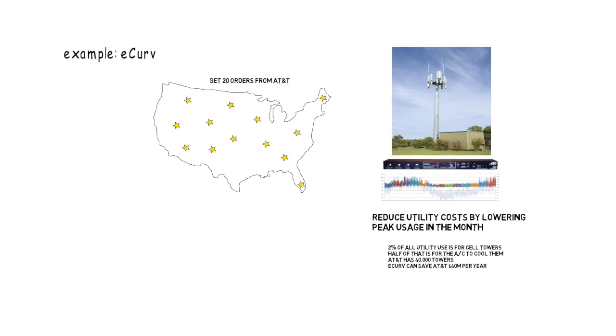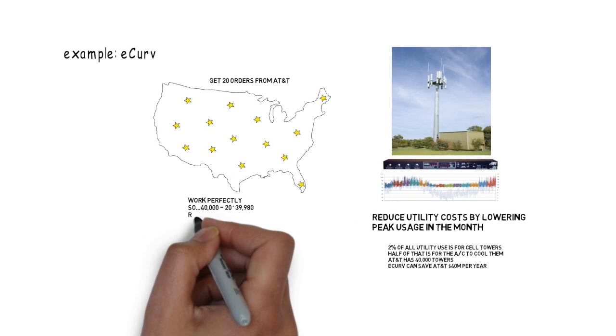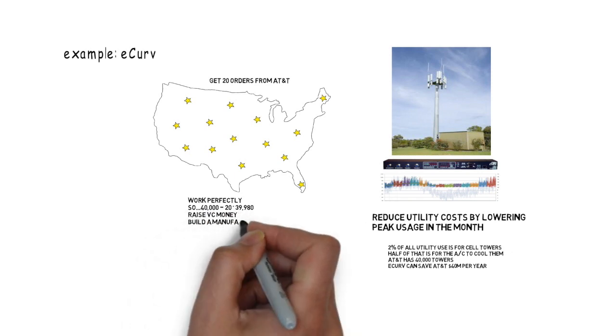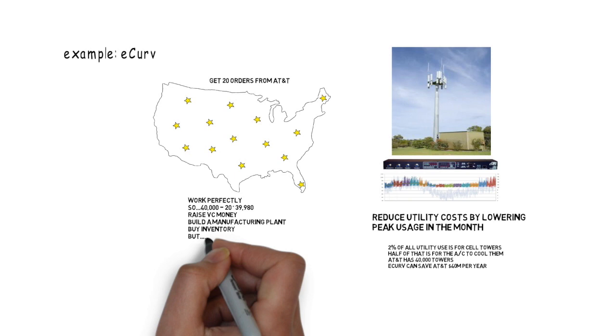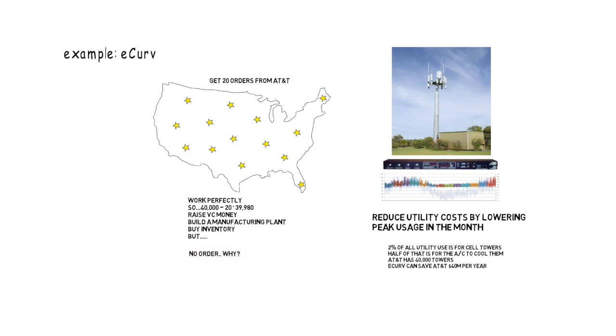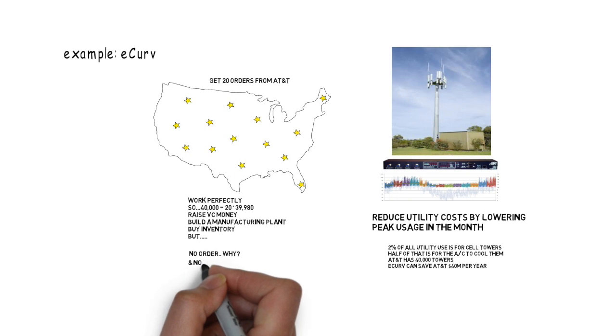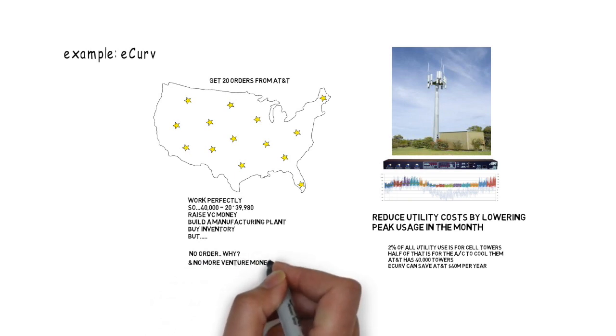Each tower reduced its electric bill by $1,000. The founders anticipated a big order would be coming, and they raised some venture capital and started to build a manufacturing facility and bought inventory to get ready. But no order came, and even the venture investors said, "No more money from us." How could this be? Well, the answer is actually fairly simple.